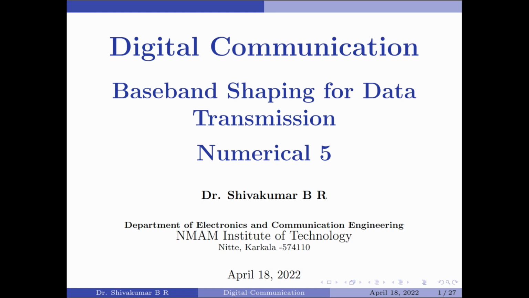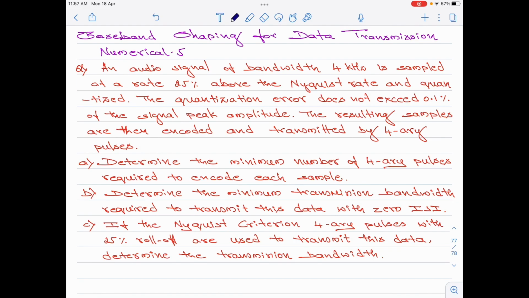In this video, I am going to take up the fifth numerical on baseband shaping for data transmission. Let me read out the question first. An audio signal of bandwidth 4 kHz is sampled at a rate 25% above the Nyquist rate and quantized. The quantization error does not exceed 0.1% of the signal peak amplitude. The resulting samples are then encoded and transmitted by 4-ary pulses.